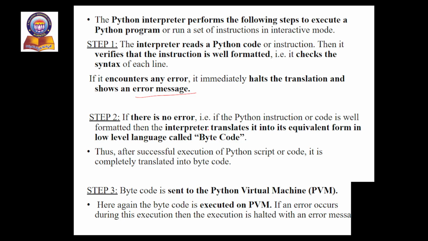If there are no errors, then the interpreter translates it into an equivalent low level form, that means bytecode translation will be done. So Python to bytecode conversion will be done. After that, the bytecode is sent to the Python virtual machine. Now it will be executed by the PVM if no errors. So this is like runtime. If no errors occur, then it will give the output. If any errors occur, it will give runtime errors, or it will show the exceptions for us, right?